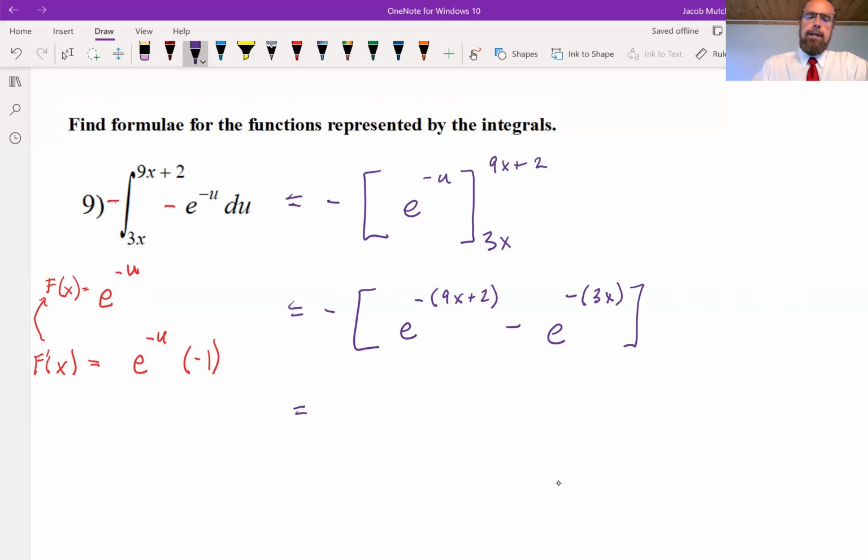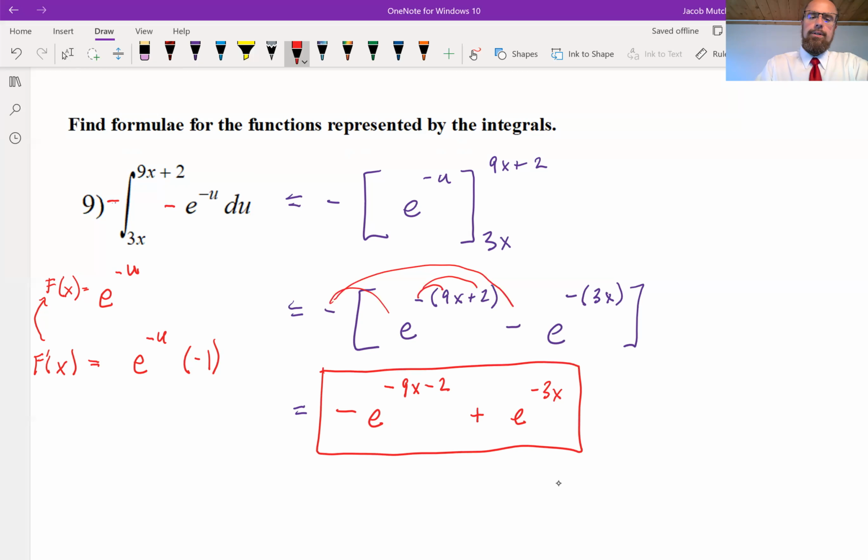We'll distribute our negatives. There's a few of them here. This negative is going to distribute to both terms, and then in the power, this negative is going to distribute to both terms. So the final answer for us is going to be negative e to the power of negative 9x minus 2. The second distribution of the negative is going to cancel with the negative that was there, so plus e to the power of negative 3x. And that completes that integration.